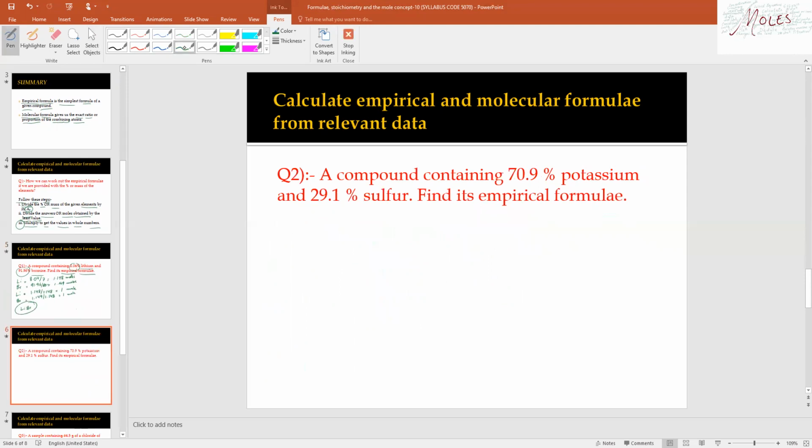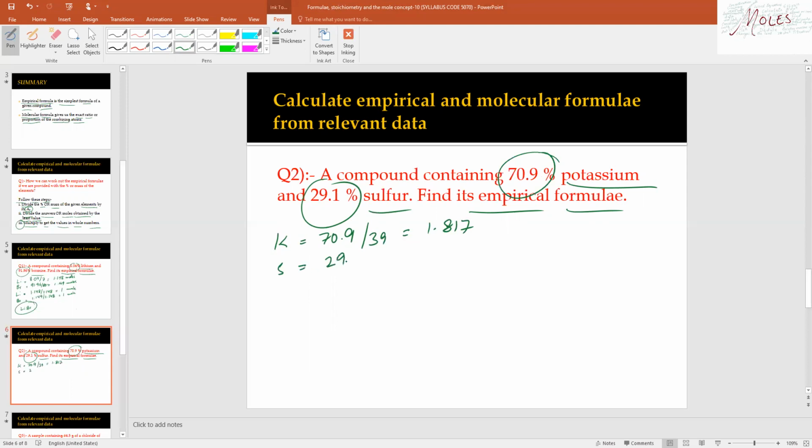Now let's solve this one. A compound containing 70.9% potassium and 29.1% sulfur. Find its empirical formula. I will follow the same steps again. We have potassium. K is the symbol for potassium. I will divide the percent of potassium by the AR of potassium, which is 39. We will get 1.817. S is the symbol for sulfur. We will divide the percent of sulfur by its AR, which is 32.